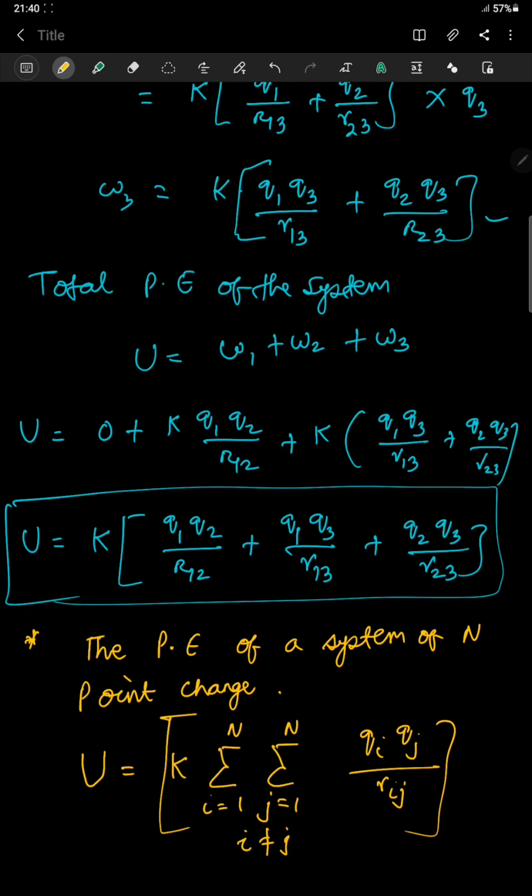But remember, here you are seeing q1 q3, are you seeing a q3 q1 term? It is not there. But if I write only this much, then this term is also included. So I have to neglect this q3 q1, and choose either q1 q3 or q3 q1. So I have to multiply by 1 by 2. If I divide by 2, then I will take only one of them into consideration.